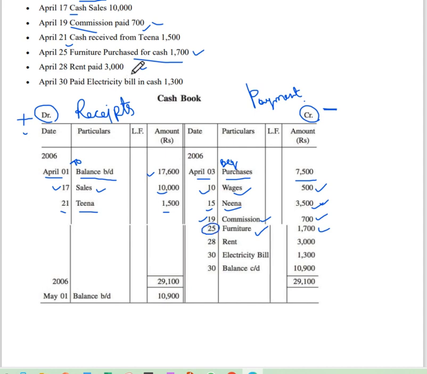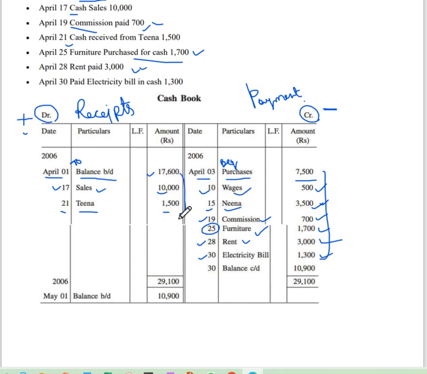Okay, next on April 28th, rent paid. So we have paid rent. Here they have not mentioned bank, so we are considering that as a cash payment. Rupees 3,000 is paid on April 28th. So next, April 30th, paid electricity bill in cash, 1,300 rupees is paid on 30th April. So these are the transactions of cash payments and these are the transactions relating to cash receipts.